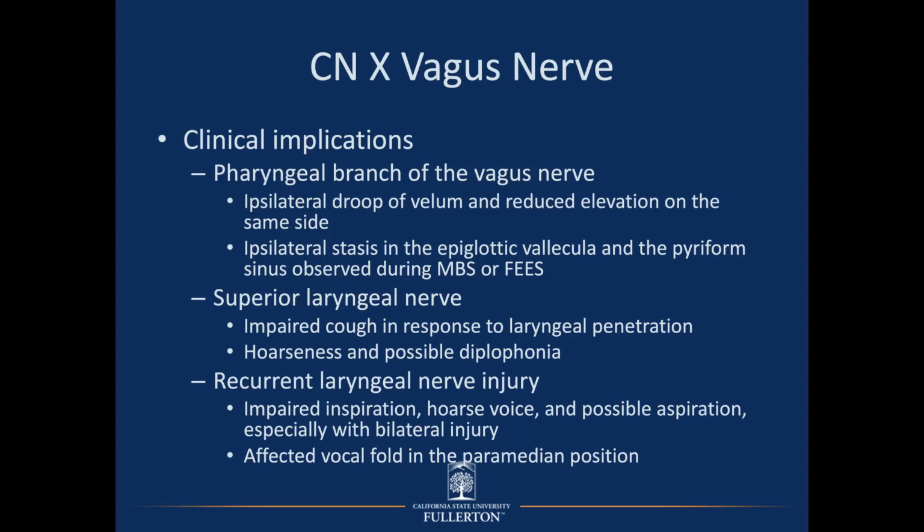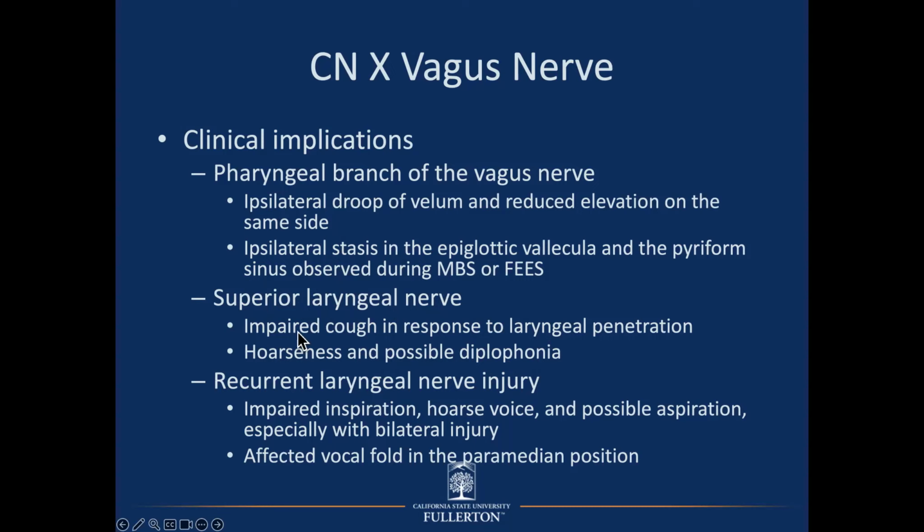If you're just sitting with the patient and you're having them stick their tongue out and testing the face and everything, you're not going to be able to see this. But you can see the droop, and that begins to say, hey, pharyngeal branch of the vagus nerve. The way we would observe problems with the superior laryngeal nerve is that they would have hoarseness and likely diplophonia.